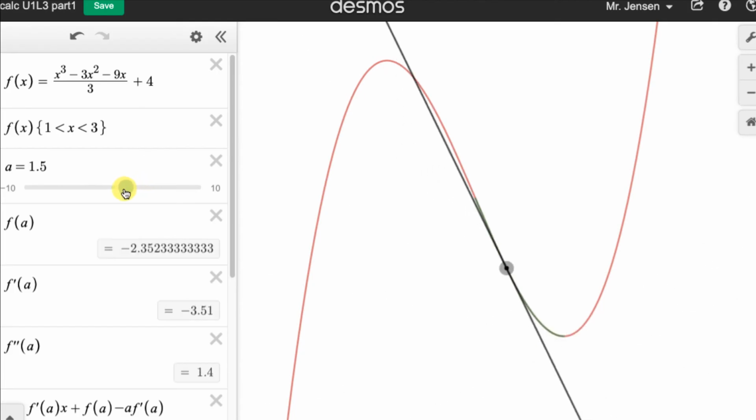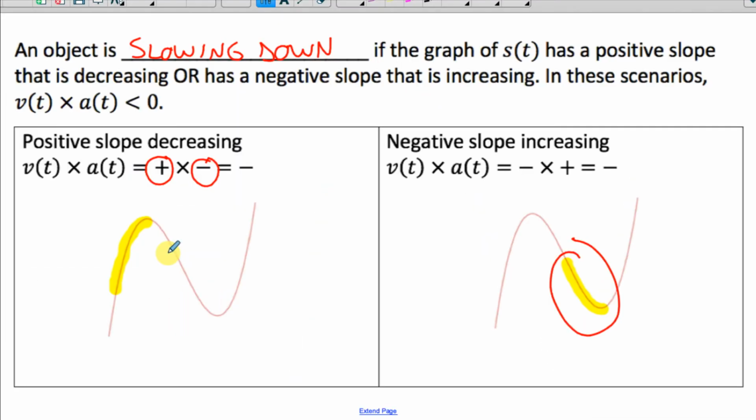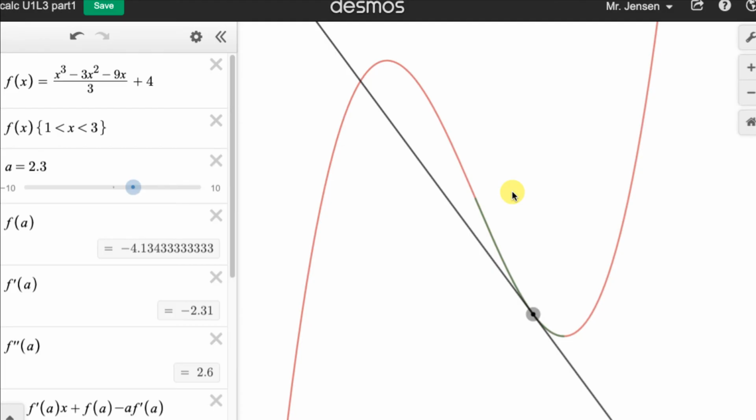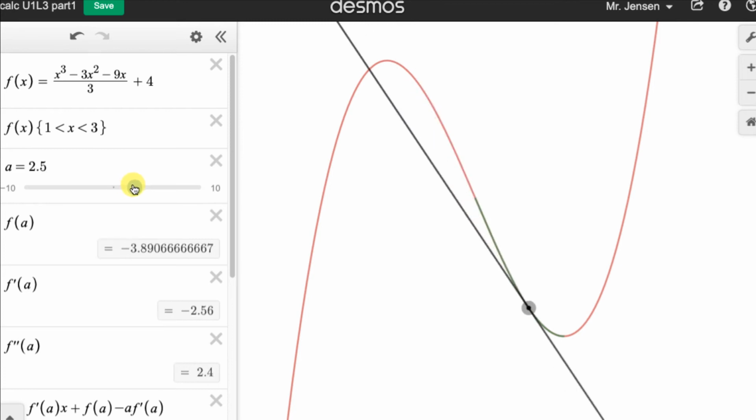Let's now analyze this type of shape. Okay, it's this green section right here. In this green section, the y values of the function are going down. That's why the first derivative is negative. So that's why velocity is negative. The tangent slopes are all negative. But what's happening to those tangent slopes? Let's pay attention to those tangent slopes as I move from left to right.